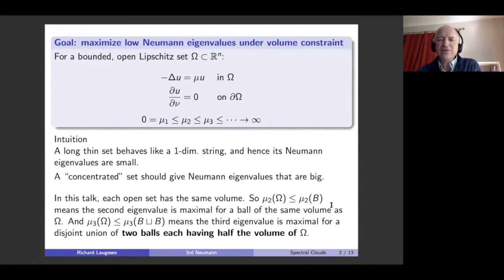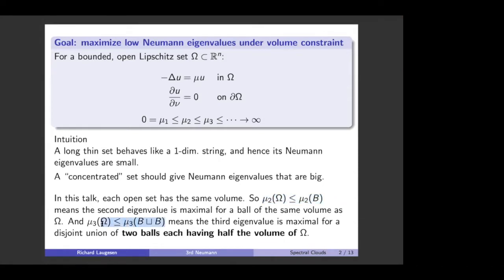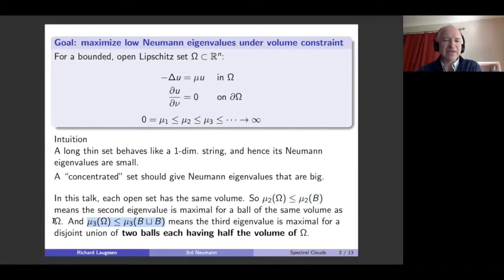If we write something like mu2 of omega less than or equal to mu2 of b, that means that omega and b are implicitly assumed to have the same volume. If we write mu3 of omega less than or equal to mu3 of b disjoint union b, that means that again, the domains on the two sides are assumed to have the same volume. So the ball does not have the same volume as omega in that second case. The ball only has half the volume of omega in that second case.